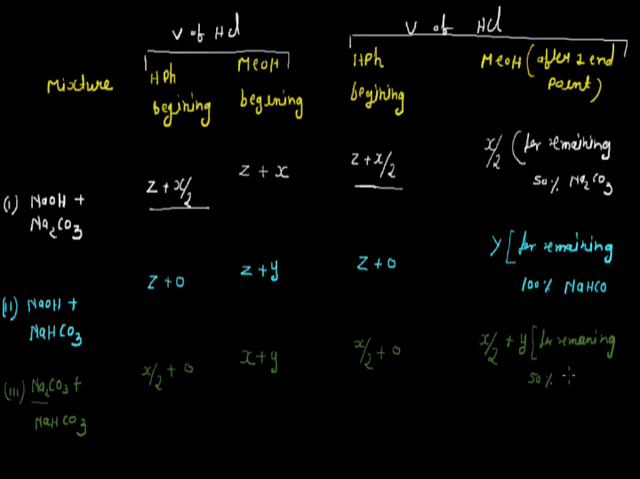So overall, the volume is X by 2 for the remaining 50% of Na2CO3, and Y for 100% sodium bicarbonate. By the help of this type of table, we can find out how to determine the endpoint when we are using phenolphthalein indicator or methyl orange indicator.